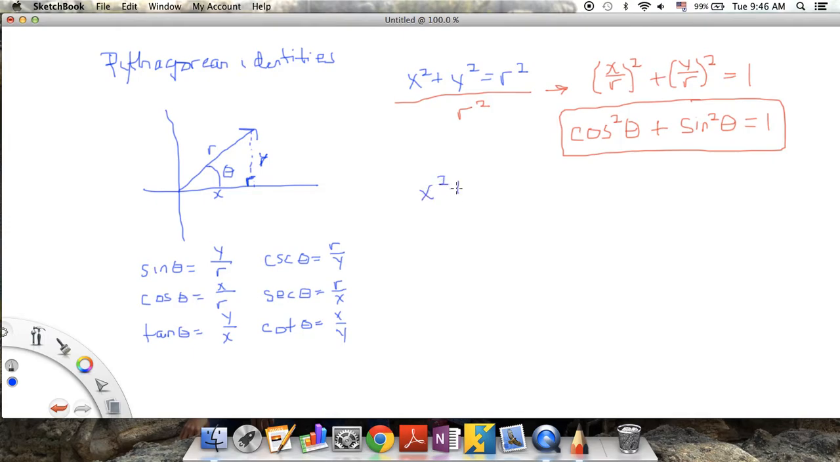Let's try if we start with that again. We have this again, but this time instead we divide through by x squared. We're going to get 1 plus (y over x) squared equals (r over x) squared. So we look over here. Well, y over x is tangent, so that gives us 1 plus tangent squared. And then we look at what r over x is. And r over x is secant.